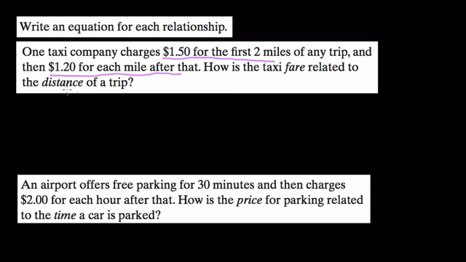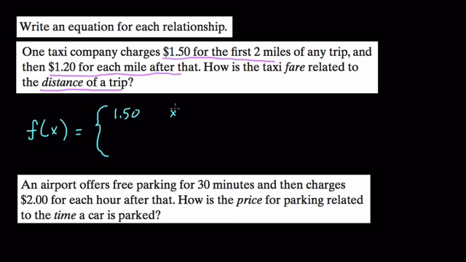Well, it's true that the longer you go, the more the trip will cost. But there are two parts to this function, or equation. So we can say that our function f of x equals what? For the first part of the trip, it's always going to be $1.50 if you drive for 2 miles. So our function equals $1.50 when x is less than or equal to 2 miles.